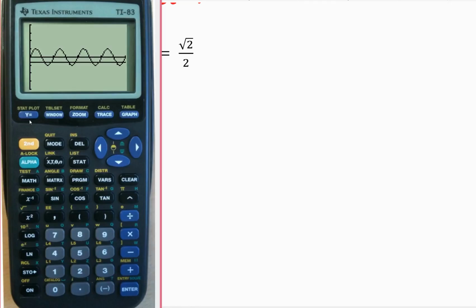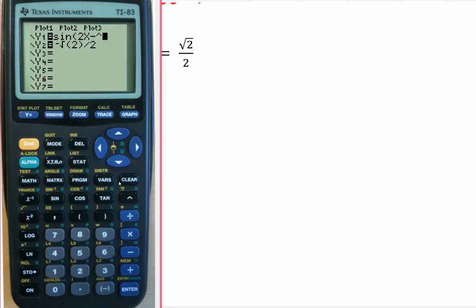So let's plug this in. So we want sine of 2x minus pi over 4, and we want to know, where is that equal to square root of 2 over 2, so I'll get rid of the negative. And we still want this between 0 and 2 pi.